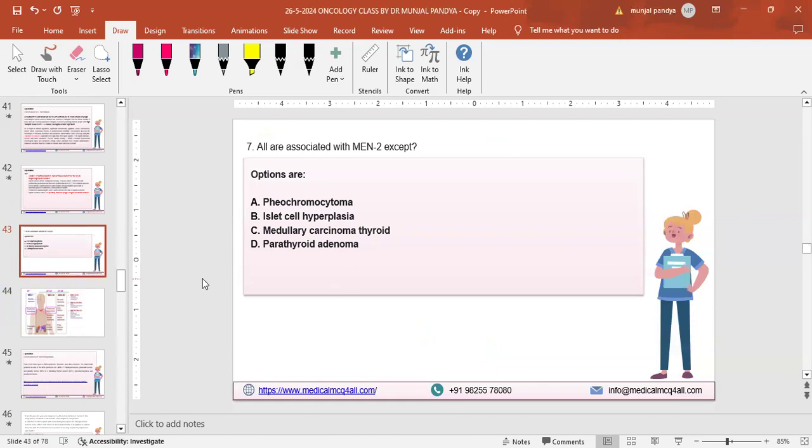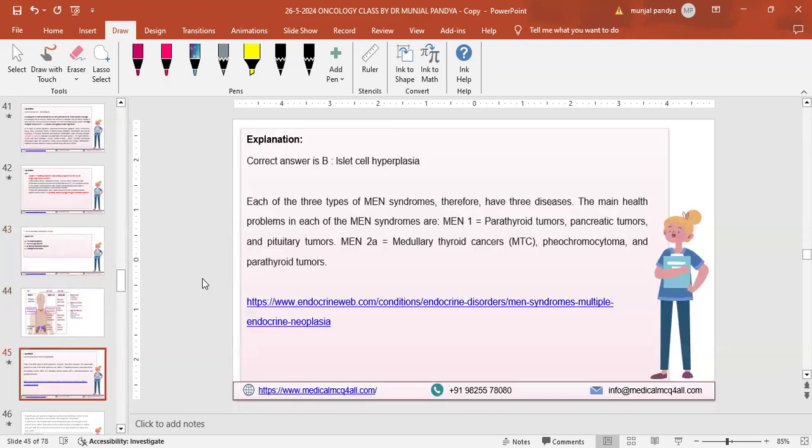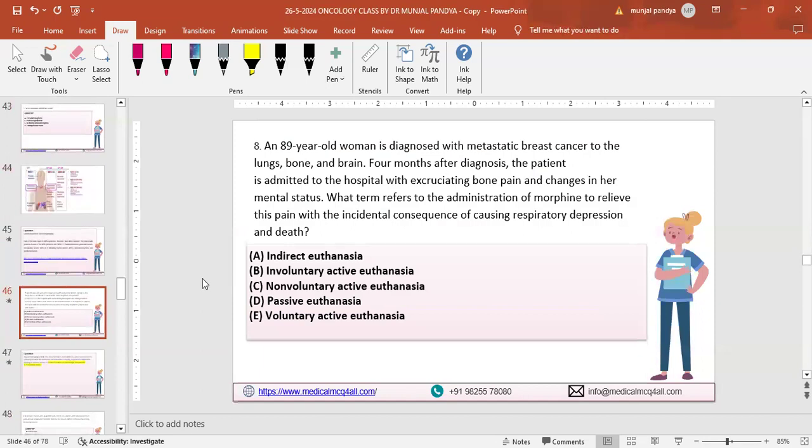So if you have not touched MEN 1 or 2, go and read it. Extremely important, very high-yield question. Don't neglect it. Probably I know you don't know MEN 1, 2, 3 and are confused, but don't get confused. Read it once again.